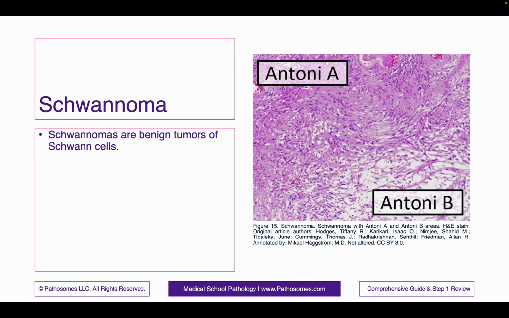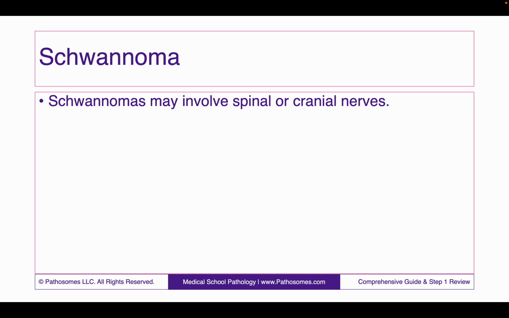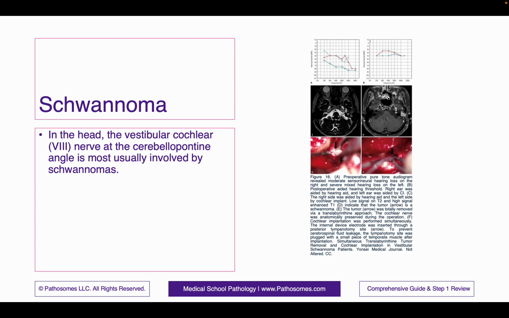Now let's talk about another tumor that you must know, because this is highly tested too. Schwannoma. Schwannomas are benign tumors of Schwann cells, and they have a classic pattern as indicated in this H&E image to the right here. There will be Antoni A fibers and Antoni B fibers, okay? Schwannomas may involve spinal or cranial nerves. In the head, the vestibulocochlear nerve at the cerebellar-pontine angle is the most usually involved by schwannomas.